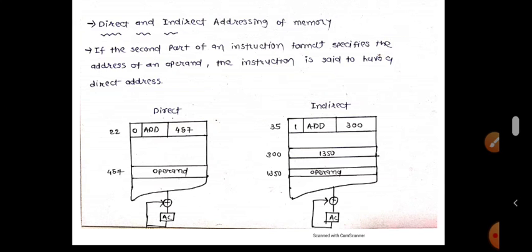And in indirect addressing mode, you can see the MSB bit stands for 1. 1 means indirect addressing mode. Here is address location 300, and then address location 300 holds another address, 1350. 1350 holds the operand, and then the operand data will be fetched through the accumulator and the result will be stored in the accumulator. So this is the difference between direct and indirect addressing mode.